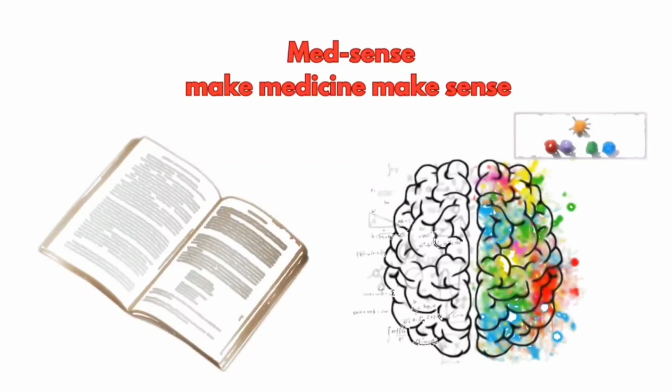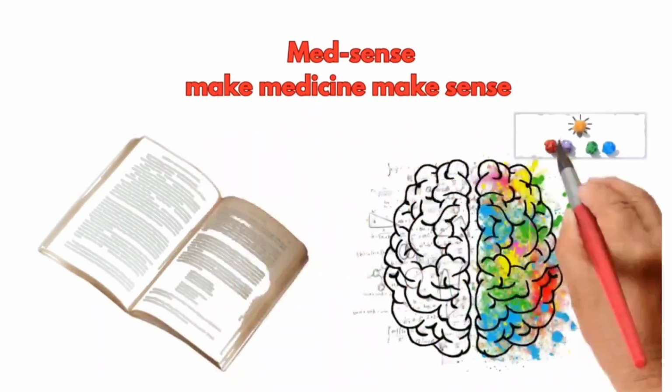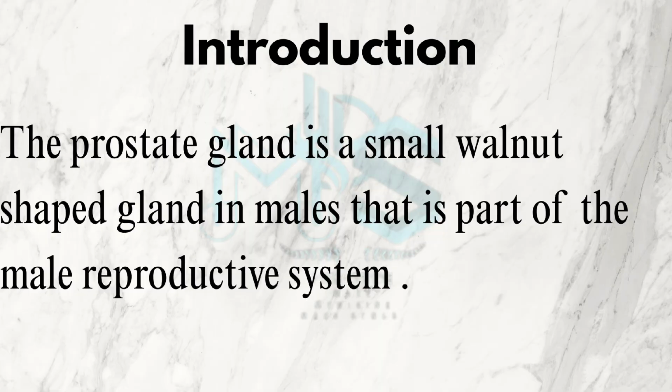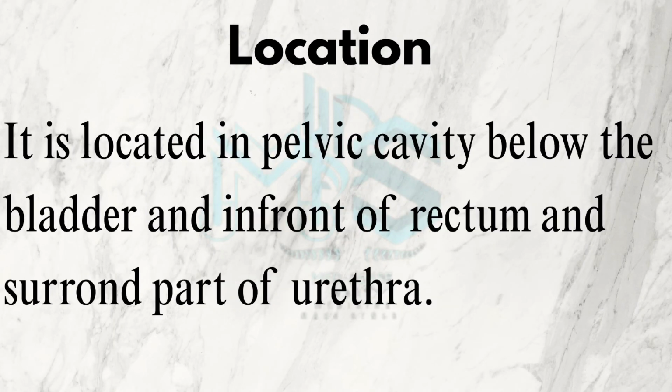Today we are going to be discussing the anatomy of the prostate gland and everything that pertains to it. So for the purposes of introduction, the prostate gland is a small walnut-shaped gland in males, and it is part of the male reproductive system. For the location, it is located in the pelvic cavity, below the bladder, and in front of the rectum, and it surrounds part of the urethra. That's the location of the prostate gland.